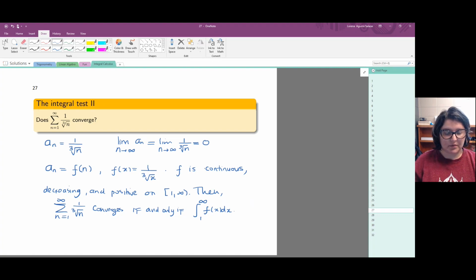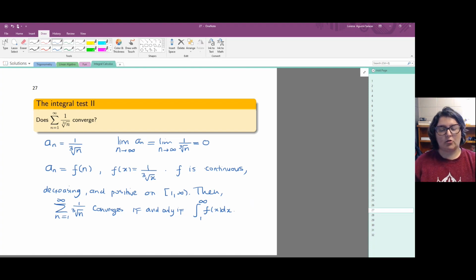We try to see what happens with the series. In this particular case, we can say that the nth term of the series can be matched with f of n, where f is 1 over the cubic root of x. And this f happens to be continuous, decreasing, and positive from 1 to infinity. Then we can use the integral test, that tells us that having convergence of our series is the same as having convergence of an integral, the integral from 1 to infinity of f of x.